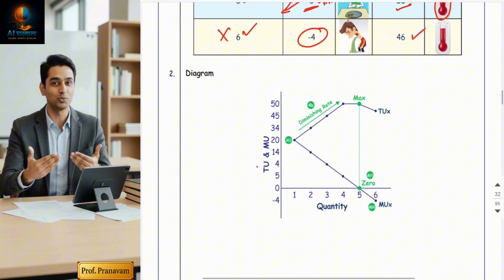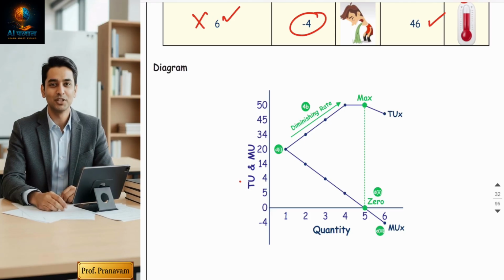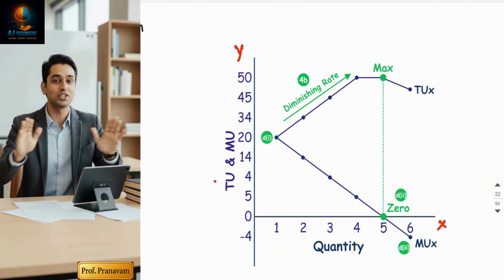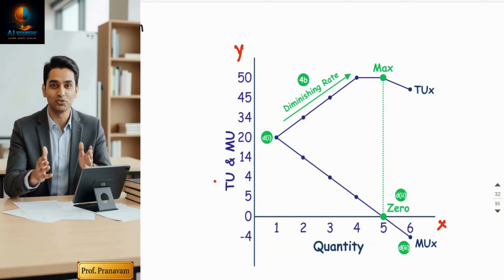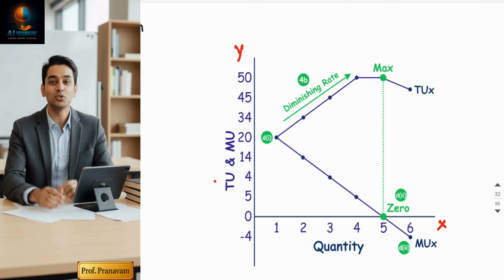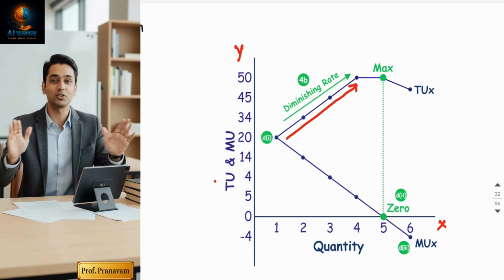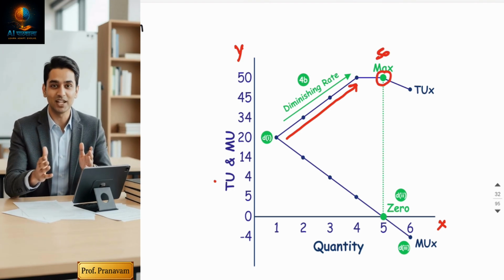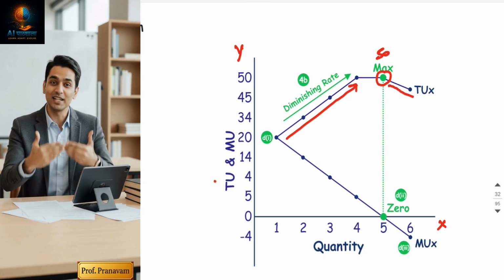Okay, now you can check this. You can plot this diagram also from the above table. On the y-axis, I've considered total utility and marginal utility. On the x-axis, I've considered quantity consumed, that is the slices of pizza. The more and more units you are consuming, my TU increases at a diminishing rate. At the fifth slice of pizza, TU becomes maximum, that is 50 utils. It means totally satisfied. And beyond that, at the sixth slice of pizza, TU falls.